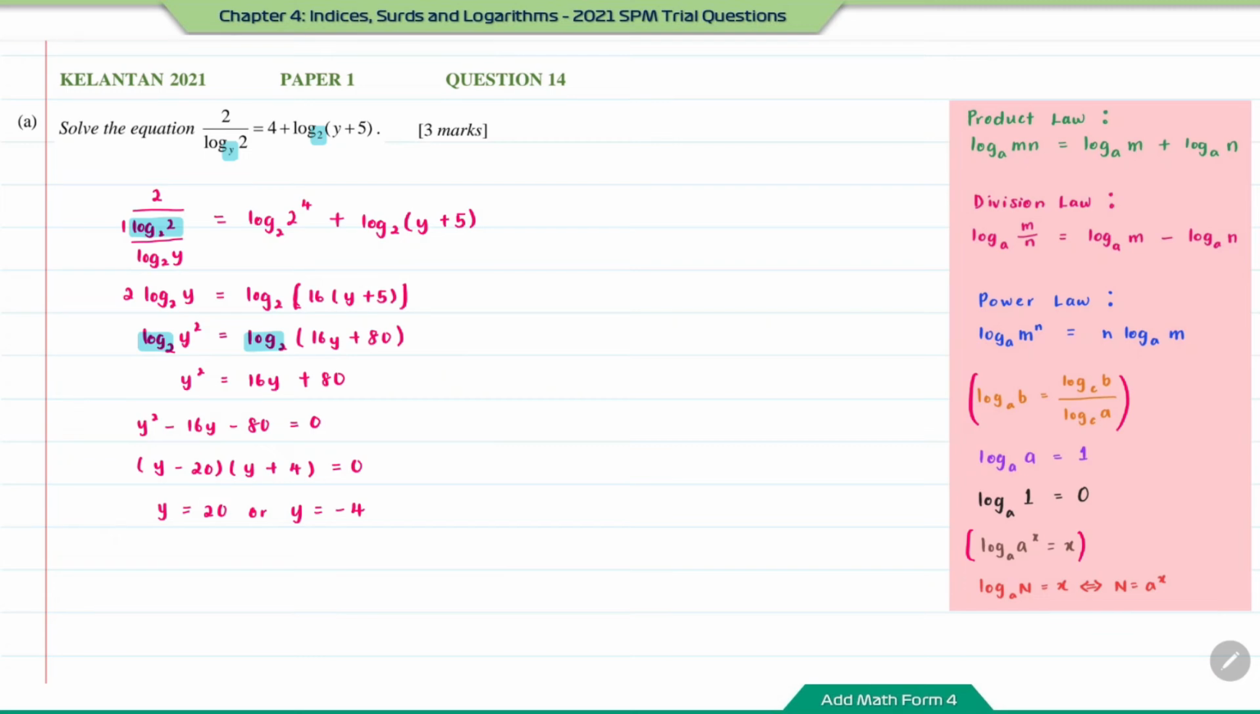Now, look at this part here. So this one is log base y of 2. So if your base is -4, this y is -4, it will be undefined. Therefore, y equal to -4, we're going to reject this answer. So the answer for y is y equal to 20.